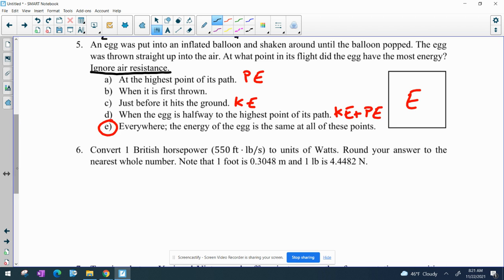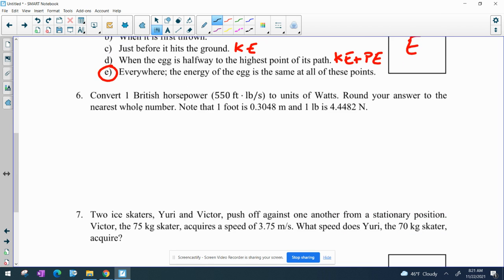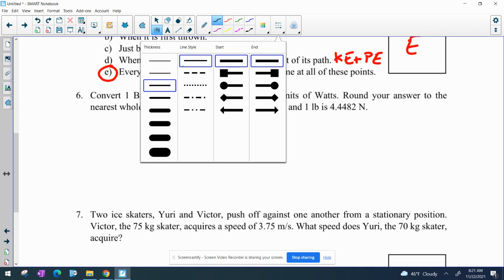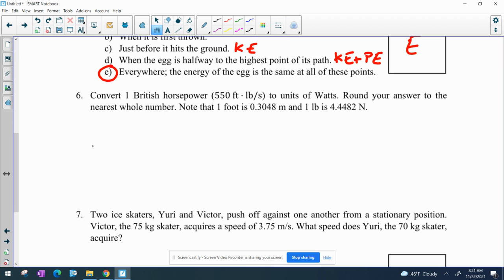All right, we're going to do 6 in this video too. So in 6, this was actually on the practice test, as was question 5. We're converting 1 British horsepower, which is a unit of power, to watts. So if we start with 550 foot-pounds per second, we can write that out as such.